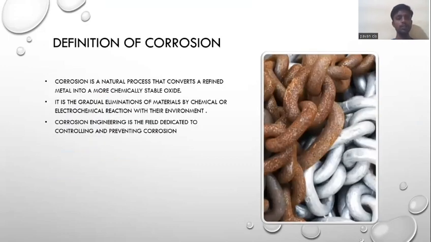Corrosion is a natural process that converts a refined metal into a more chemically stable oxide. It is the gradual elimination of metal by chemical or electrochemical reaction with its environment. Corrosion engineering is a field dedicated to controlling and preventing corrosion. When iron or any metal is exposed to a corrosive environment, the part which undergoes oxidation will rust, and the part which undergoes reduction is not affected.